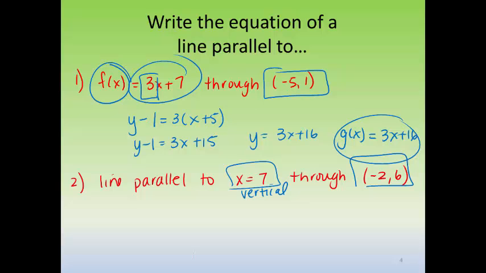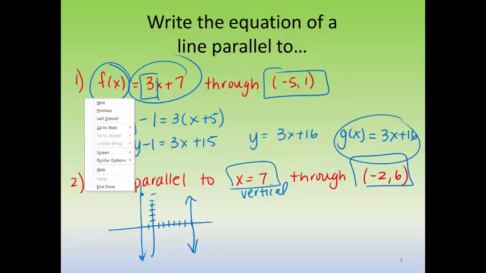So if I use -2, 6, let's just graph it. Here's my 7. Here's the original line. And I want a line parallel to that has to go through -2, 6. Well, it's just going to be another vertical line because parallel lines have the same slope, and this has an undefined slope, so must the other one. So what is this equation? Well, it went through x equals -2, so the answer is x equals -2.